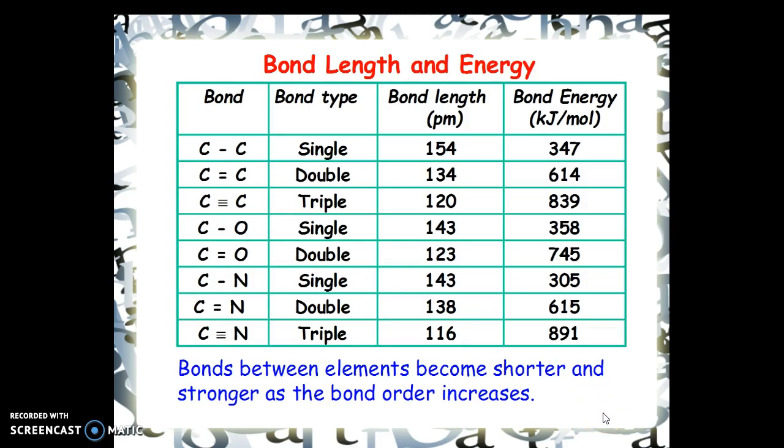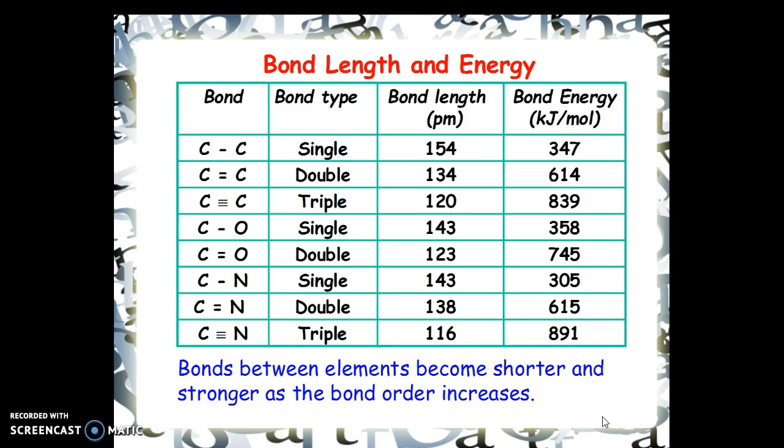Here is a table of bond length and bond energy. You can look at it and see as the bond length goes down, the bond order is going up, here with the carbon-carbon bonds, and as the bond length is going down, the bond energy is going up. In fact, going from here to here just about doubles, from going to here, just about triples. Same thing can be seen with the carbon-oxygen bonds and the carbon-nitrogen bonds. The bonds between the elements become shorter and stronger as the bond order increases.